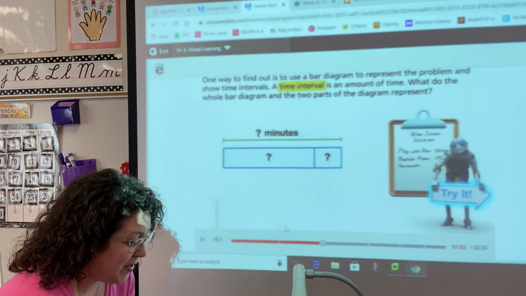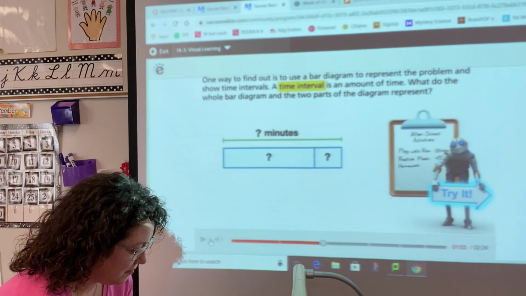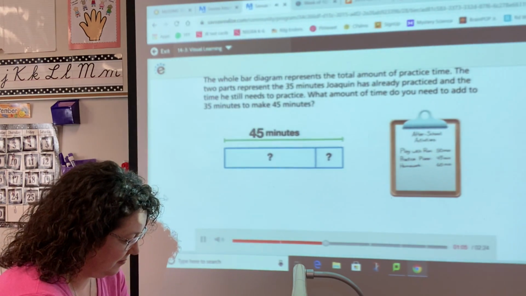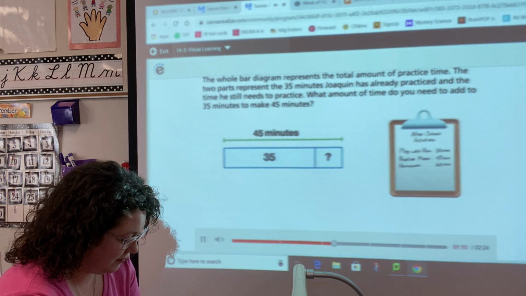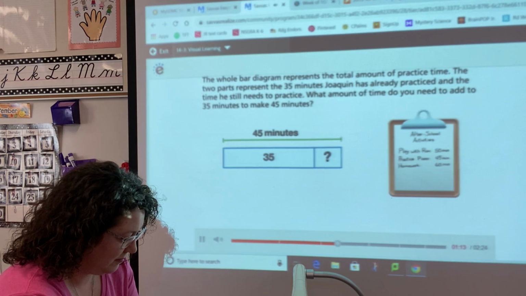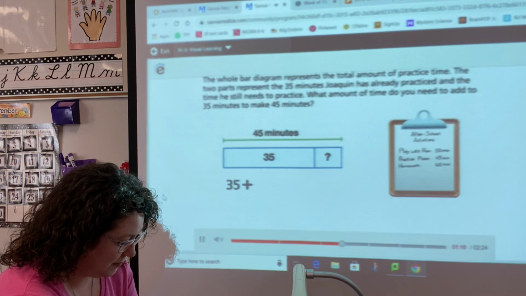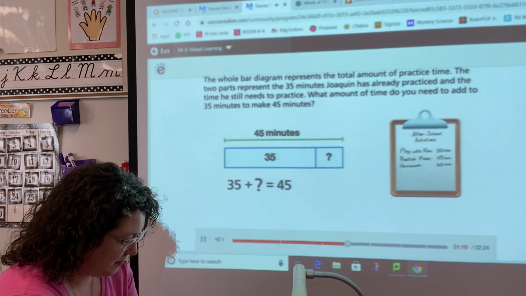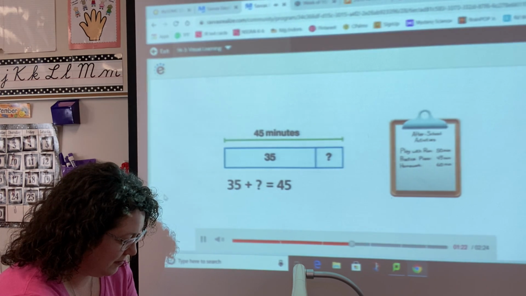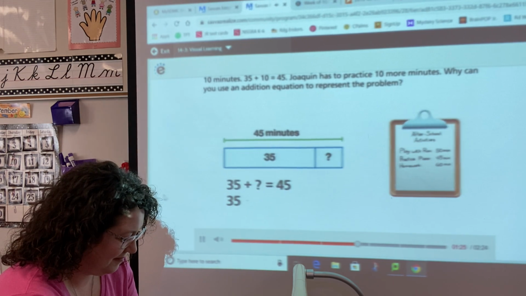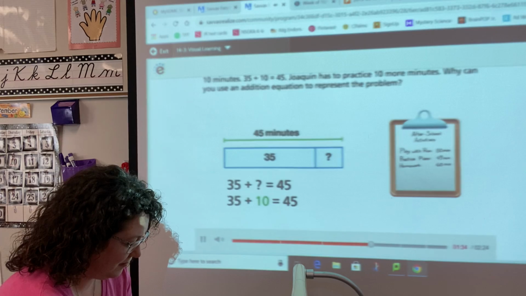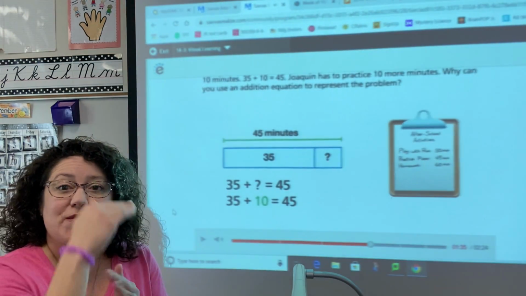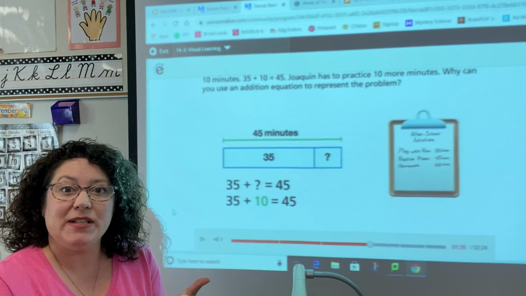Again, bar model is one way. The whole bar diagram represents the total amount of practice time. The two parts represent the 35 minutes Joaquin has already practiced and the time he still needs to practice. What amount of time do you need to add to 35 minutes to make 45 minutes? 10 minutes. 35 plus 10 equals 45. Joaquin has to practice 10 more minutes. Why can you use an addition equation to represent the problem? And you could have worked it backwards, 45 minus 35, and that would give you 10.